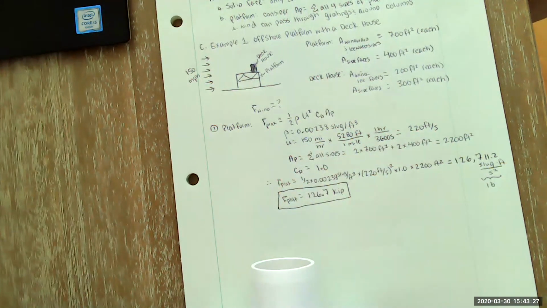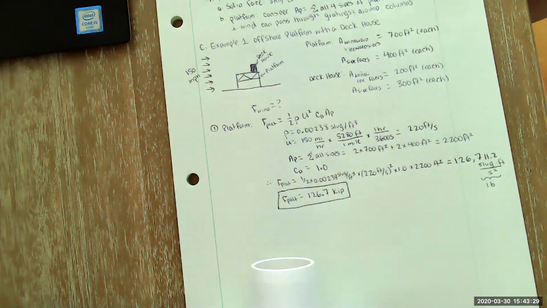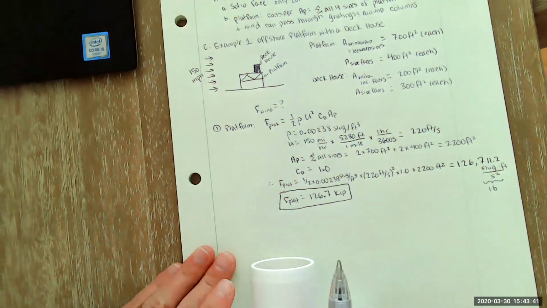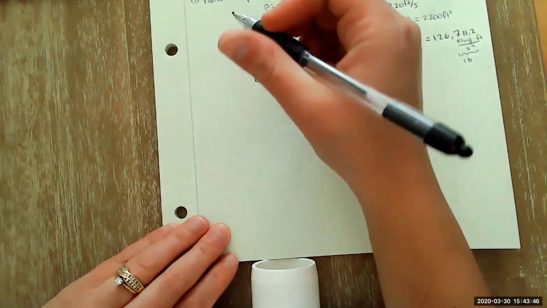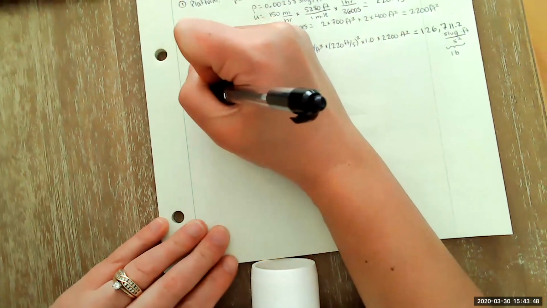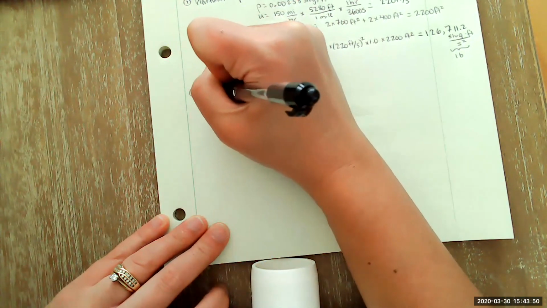For a platform, it's a little bit tricky. You don't really know the location to apply this force. So you would need more information in the problem about where to apply the force, maybe at the front side of the platform, on top of one of the piles, or something like that. Let's go ahead and calculate the force on the deck house. So second, we'll calculate the force on the deck house.